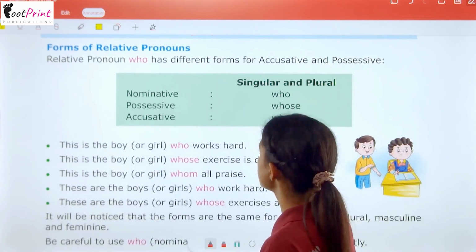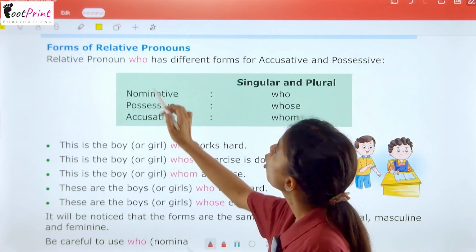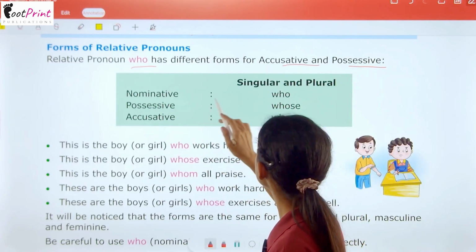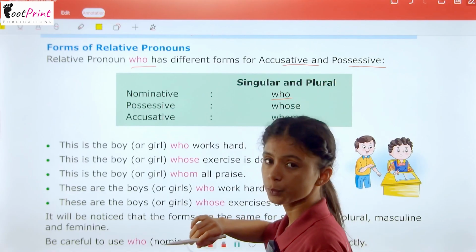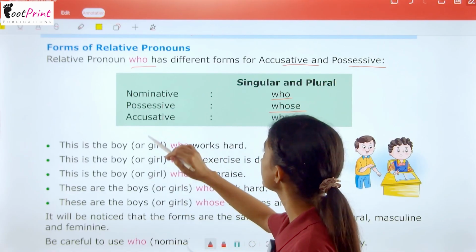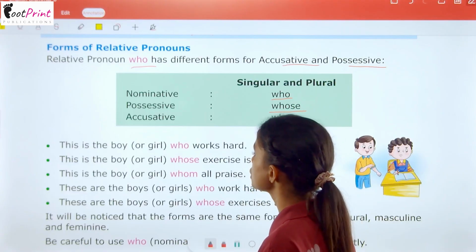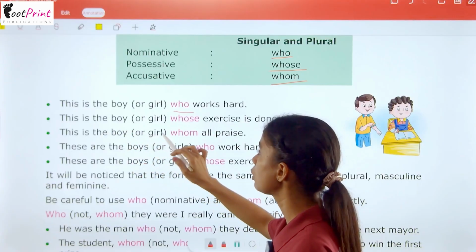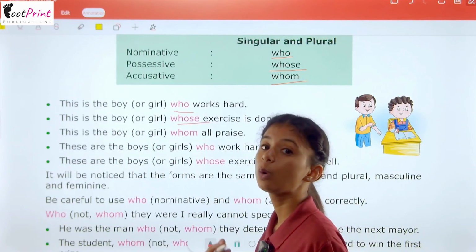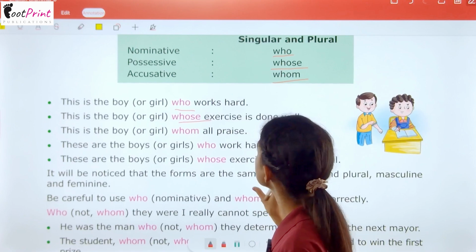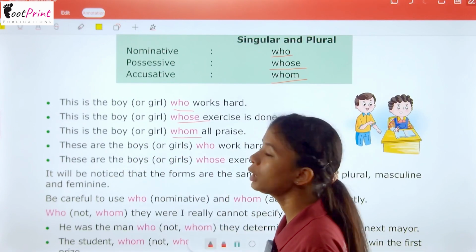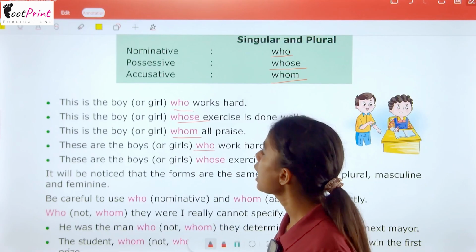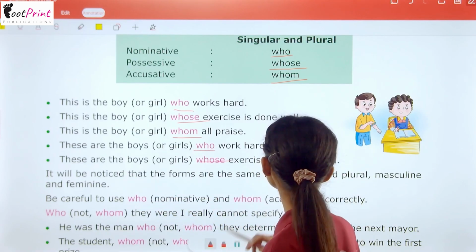Now, forms of relative pronouns. The relative pronoun who has different forms for accusative and possessive. So, first we have nominative, that is who. Possessive is whose and accusative is whom. This is the boy or girl who works hard. This is the boy or girl whose exercise is done well. Okay. Possessive. This is the boy whom all praise. This is the accusative. These are the boys who work hard and these are the boys whose exercises are done well.